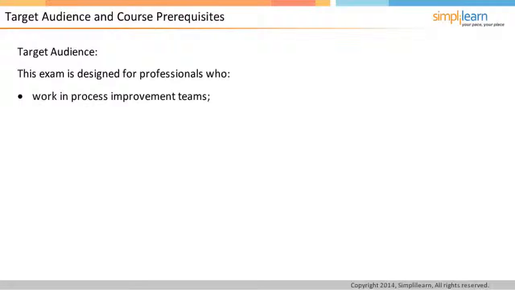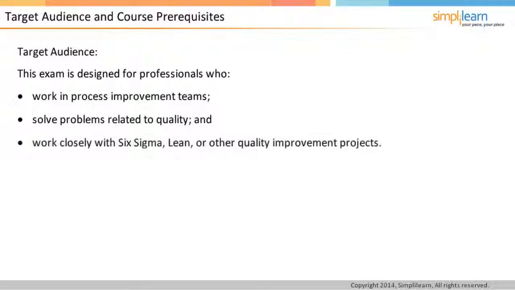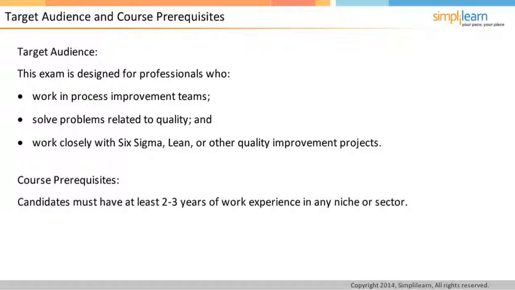Let us look at the target audience and course prerequisites in this screen. Target audience: this exam is designed for professionals who work in process improvement teams, solve problems related to quality, and work closely with Six Sigma, Lean, or other quality improvement projects. Course prerequisites: candidates must have at least 2 to 3 years of work experience in any niche or sector. Let us understand the value of CSSGB for professionals in the following screen.